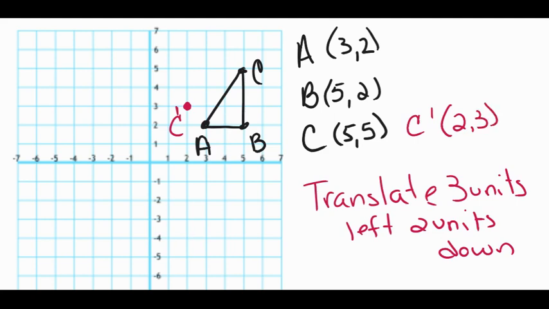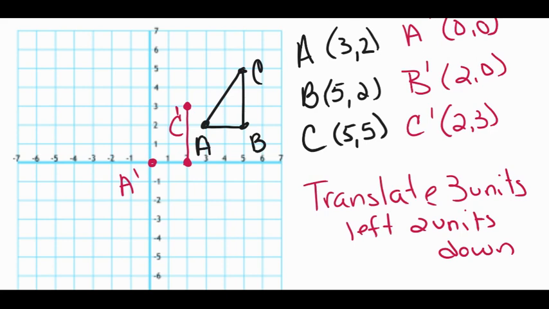All right, and then I'm going to do the same thing with the other points. So A, I'm moving it 3 units to the left, 1, 2, 3, and 2 units down. And this is going to be A prime. And the coordinate pair for A prime is going to be 0, 0. And then B, I'll do the same thing. 3 units to the left and 2 units down would bring me to 2, 0.